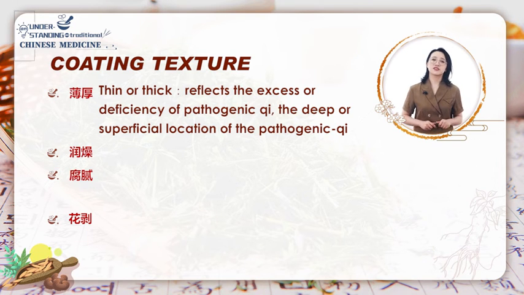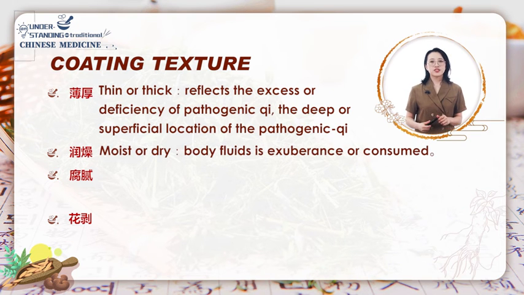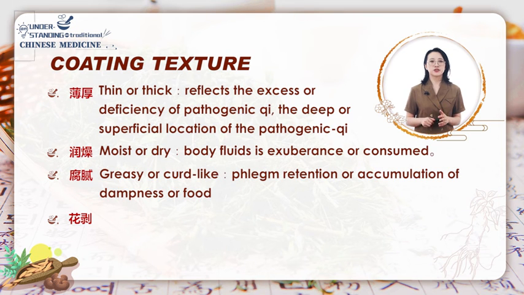The clinical significance of thick or thin coating mainly reflects the excess or deficiency of healthy qi and pathogenic qi, and its location. The moist or dry mainly reflects whether body fluids are preserved or consumed. As for the greasy or curd-like coating, we should pay attention to the difference. The greasy one is thick in the middle and hard to scrape off, while the curd-like coating is loose in texture and easy to scrape off. They all indicate phlegm retention or accumulation of dampness or food.